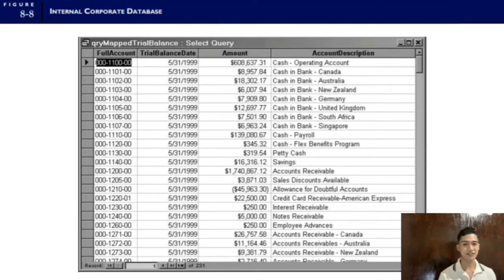The next step is to cross-reference each account in the reporting organization's general ledger to the appropriate XBRL taxonomy element. Figure 8-8 presents part of a hypothetical company's internal database. This snapshot shows the general ledger accounts and their values.